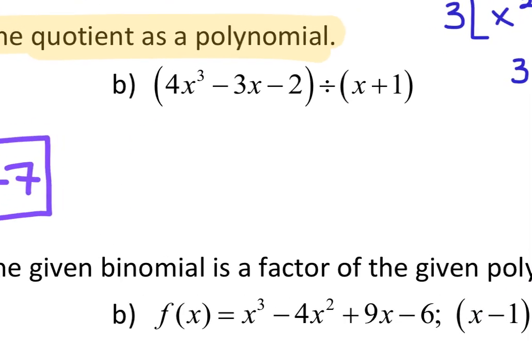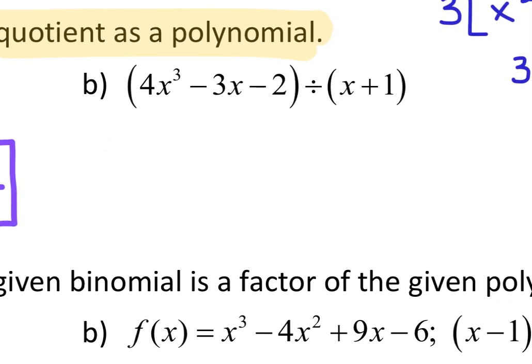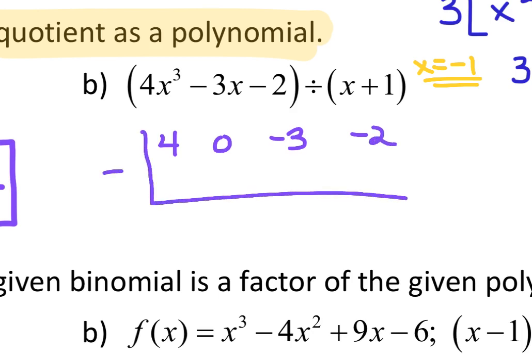And then in letter B, notice that there's no x squared term, and so you're going to need to remember to use a 0 to stand in for the x squared coefficient. And also remember that you're dividing by negative 1 here. And so my coefficients are 4, 0, negative 3, negative 2, and you're dividing by negative 1.